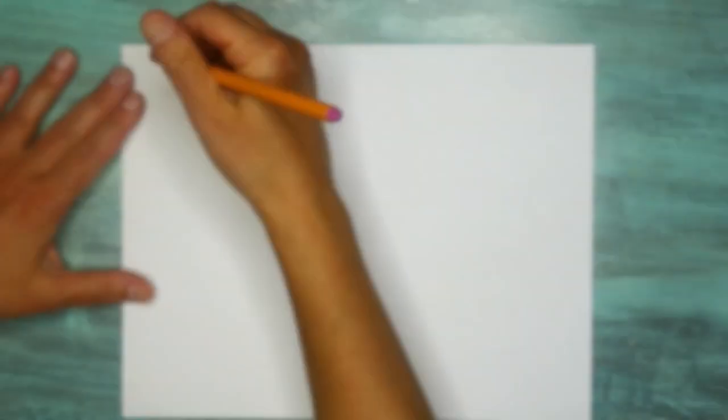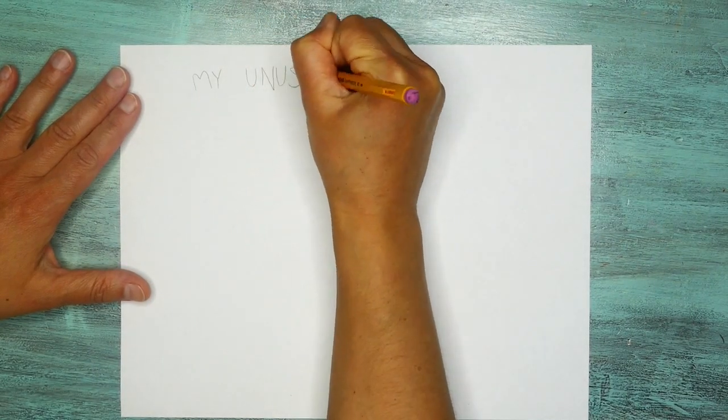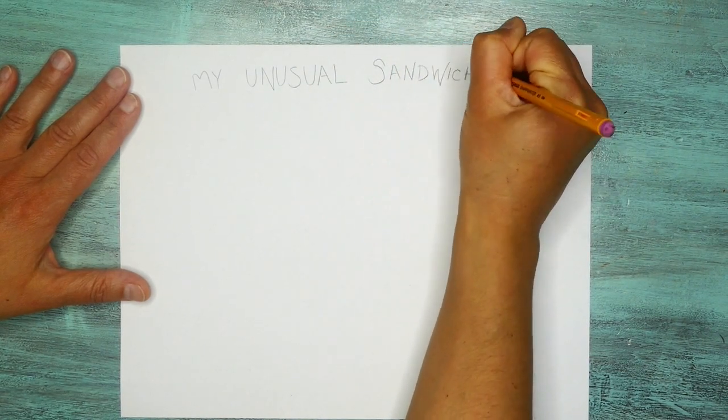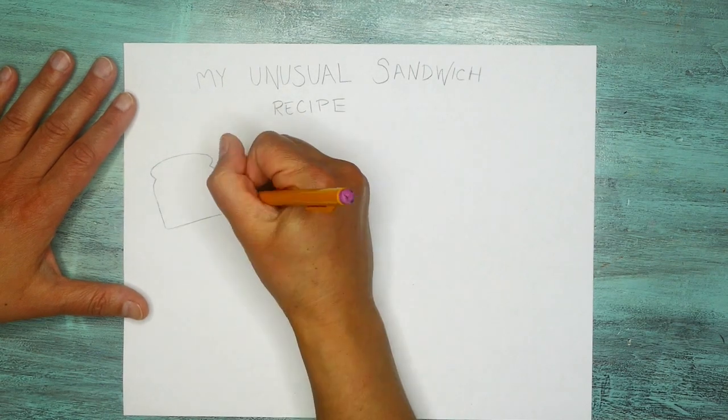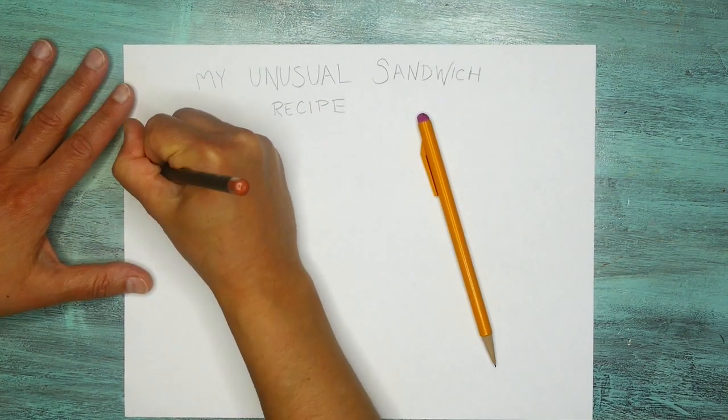Hi everyone, today I want you to make a visual recipe. So instead of writing out all the words, we're going to draw some pictures. And I'd like you to think of what you could do to make an unusual sandwich.